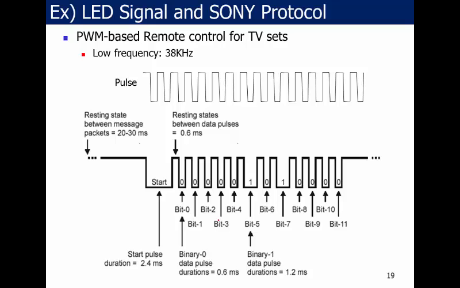LED, what's the frequency? I think 45 or 100. Oh yeah, 38 kilohertz. LED lights at 38 kilohertz. 38,000 fluctuations, so we don't know.